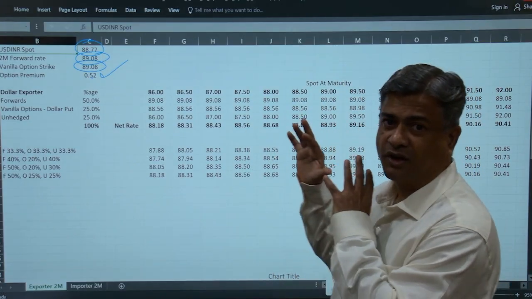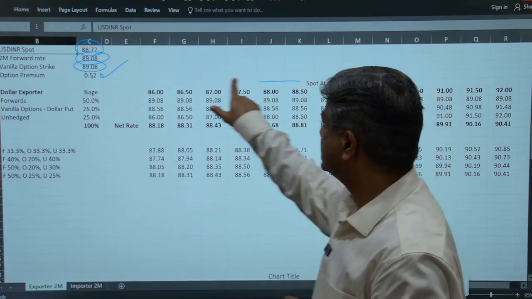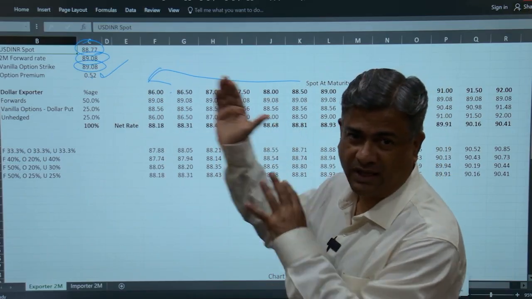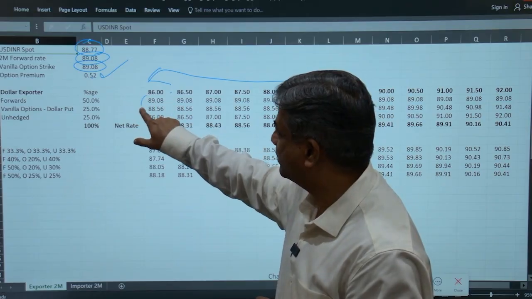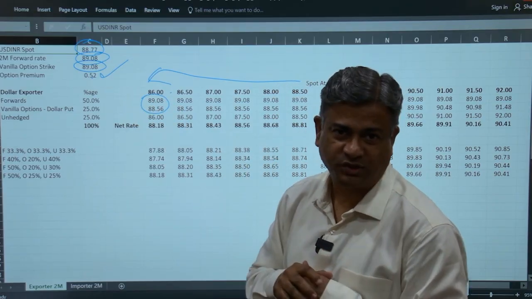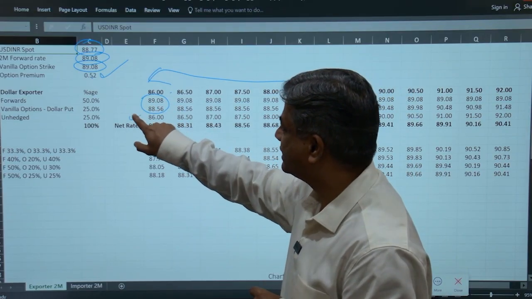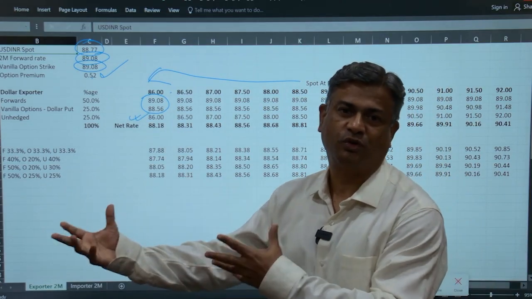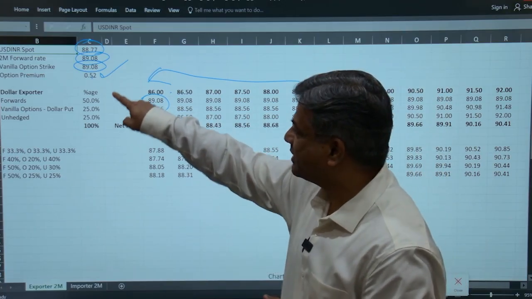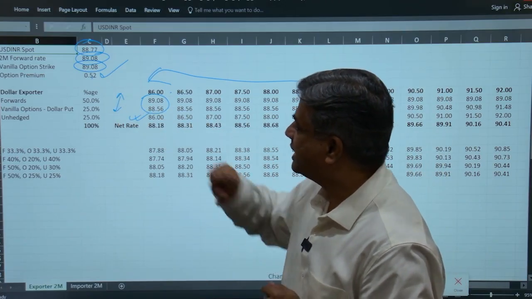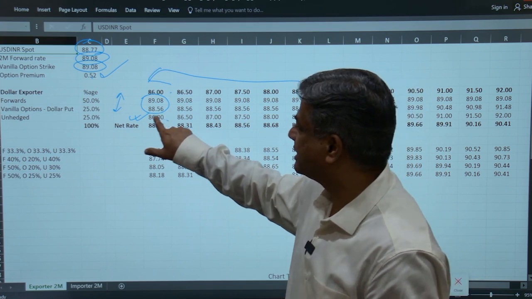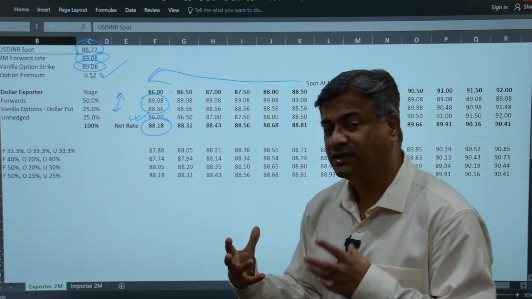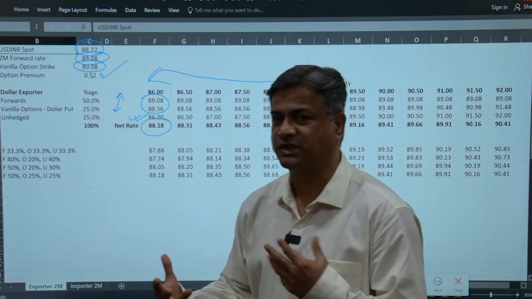Here again, for an exporter, the risk is rupee gain. If rupee gains, I am protected in both the forward and the option. I only have a worry in case of the open positions where I am exposed to that strong rupee scenario. But 75% of my positions are relatively hedged, so I still get a level of 88. That is the kind of flexibility which a vanilla option gives you.